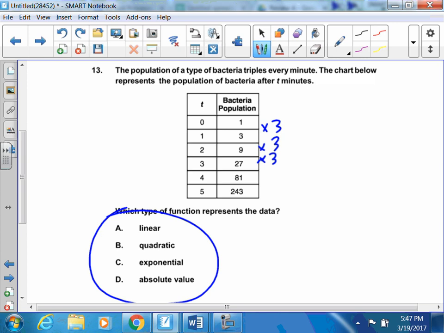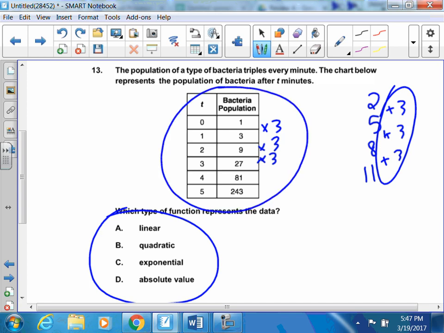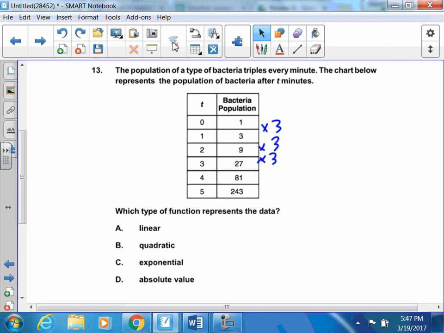Let's start off with linear. An example of a linear function might be, if you have 2, 5, 8, 11. This is going up by 3, up by 3, up by 3. The first difference is the same. That would be linear. We are not adding in this function here. We are multiplying, so it's not going to be linear. Now, we can cross out linear.